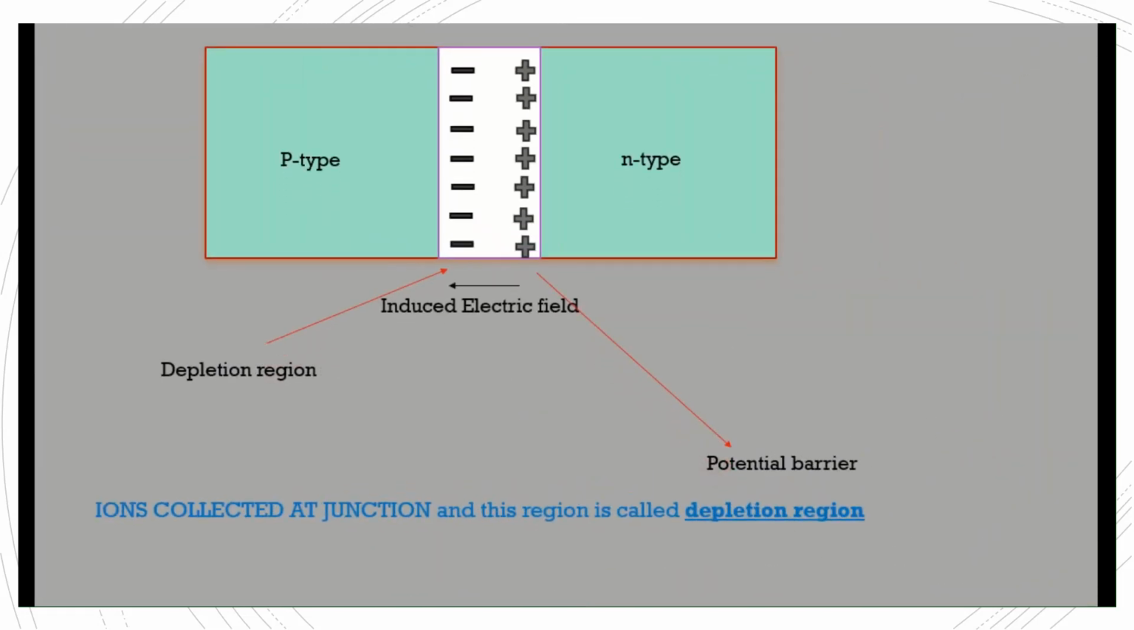Now here, when an electron diffuses from the n region to the p region of the p-n junction, it leaves behind an ionized donor atom in the n region having positive charge which is immobile. Similarly, when a hole diffuses from the p region to the n region of the p-n junction, it leaves behind an ionized acceptor atom in the p region having negative charge which is immobile. As a result, an electric field is induced and it acts like a fictitious battery, and this is the potential barrier.